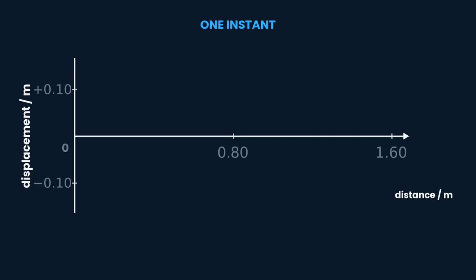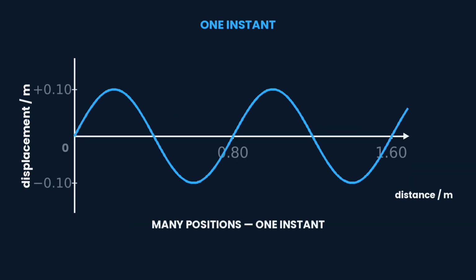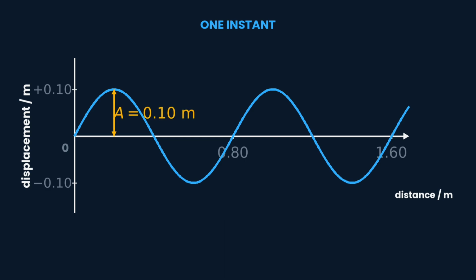Freeze the wave at one instant. This displacement-distance graph is a snapshot of the displacement at many positions. Displacement is measured from the equilibrium and can be positive or negative. Amplitude is the maximum magnitude of displacement, measured from the equilibrium to a crest, not from trough to crest. The full height is 2a.